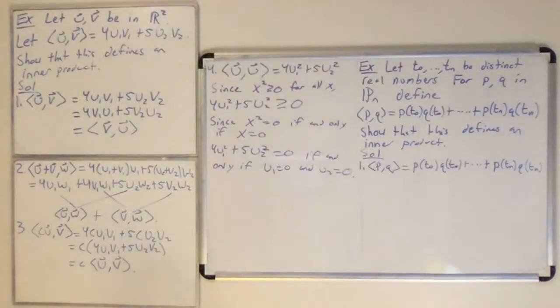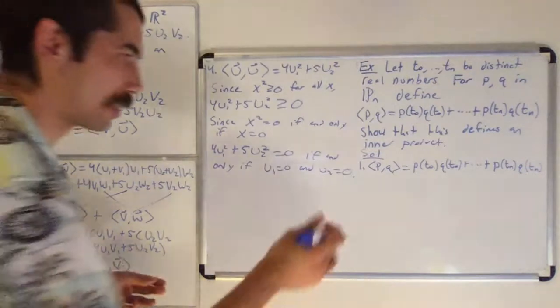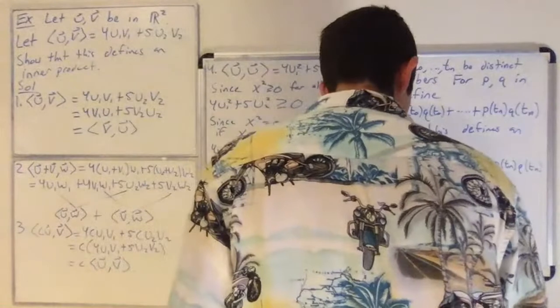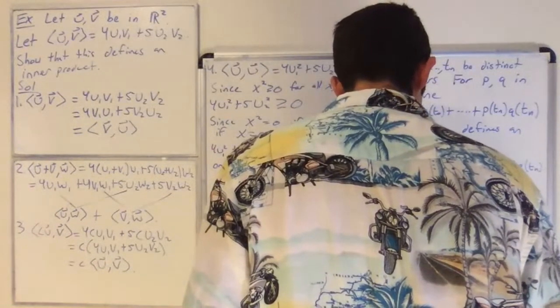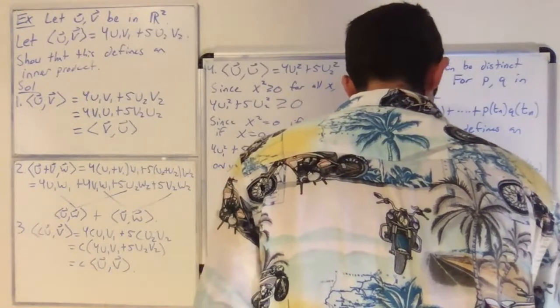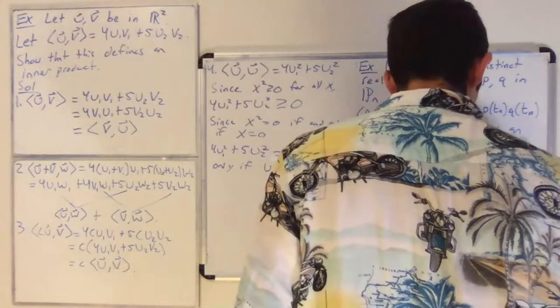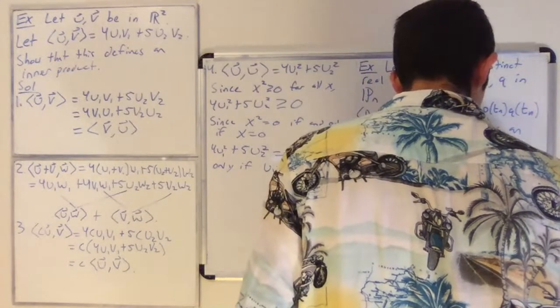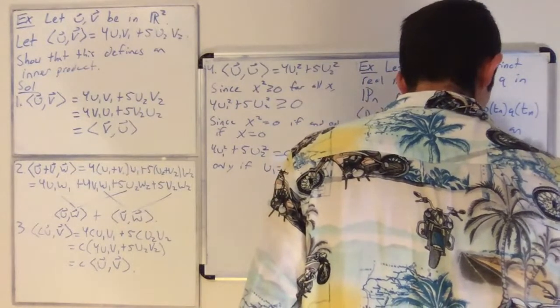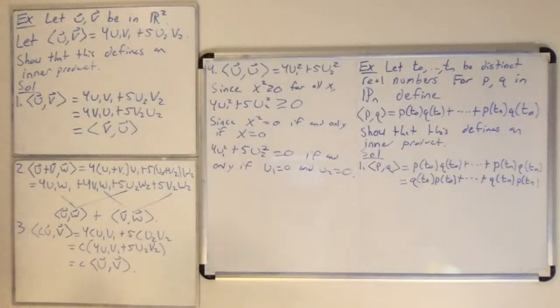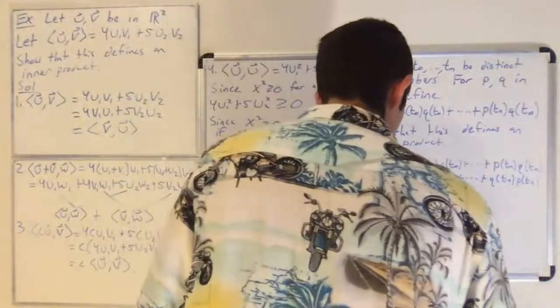Okay, so the inner product of P and Q, or sorry, the product, we want to show it's an inner product of P and Q, is this. And notice these are just real numbers here, so we can switch the order. Right, and so this is exactly the product of Q and P.